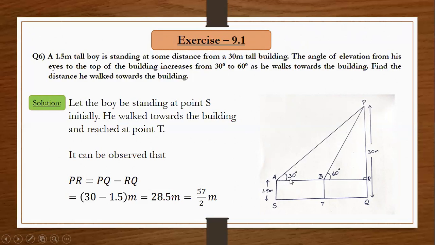Then when he walks towards the building, BT is the person now. At the point T, T is the ground. His head is only BT. When he is looking up, the angle is 60 degrees. Find the distance he walked.